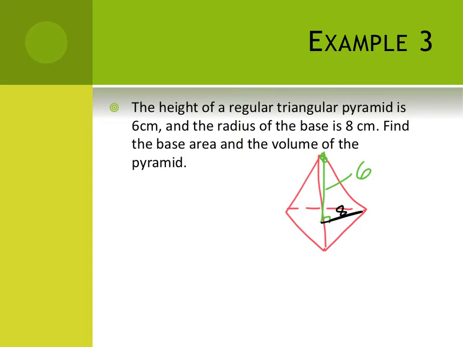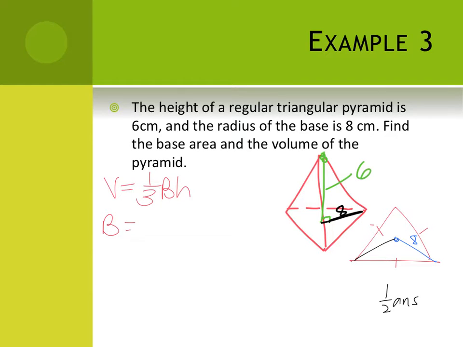All right, example. The height of the regular triangular pyramid is 6 centimeters, and the radius of the base is 8. So, again, volume, 1/3 base times height, and we've got to start with the base area. So I'm going to redraw this. If you could picture the base being an equilateral triangle, because that's what a regular triangle would be. And this time they give you the radius is 8. So if I start the same way we did before, this is a regular polygon, so 1/2 apothem times perimeter is going to give me the area of this.